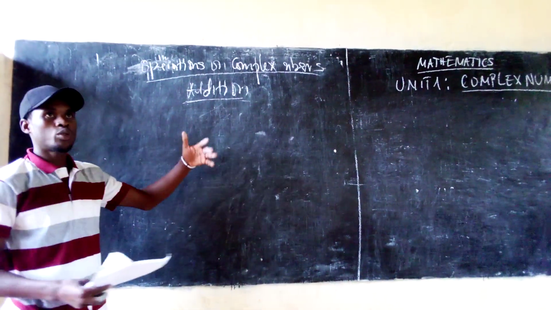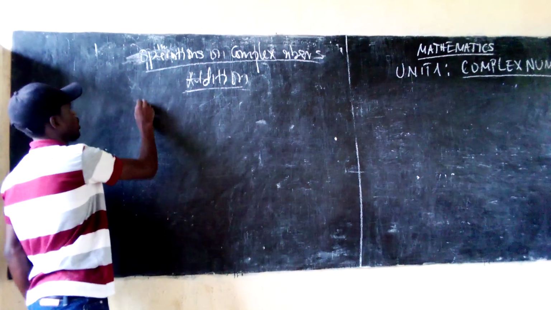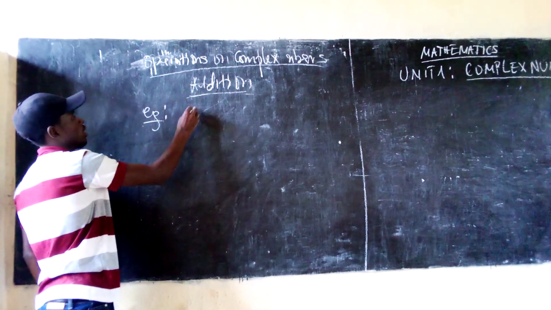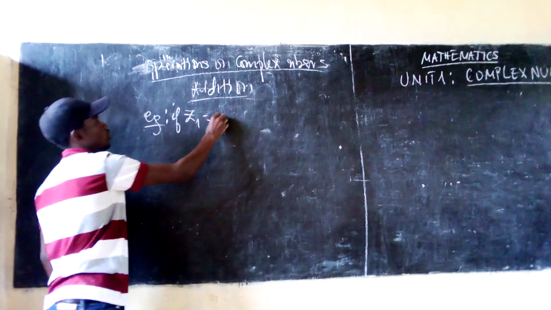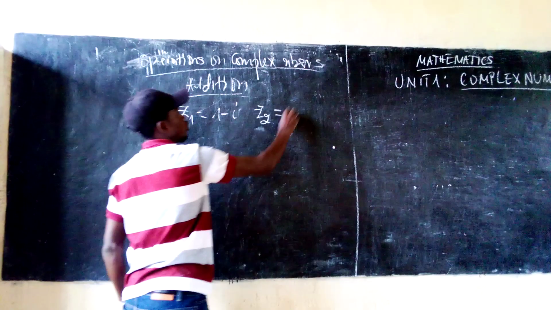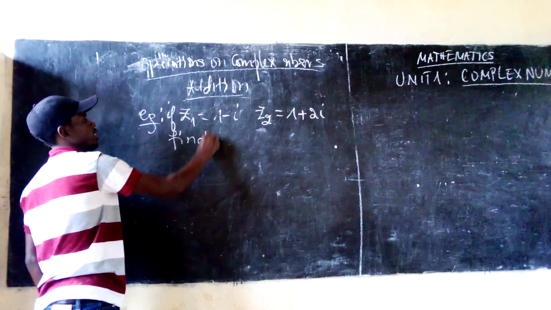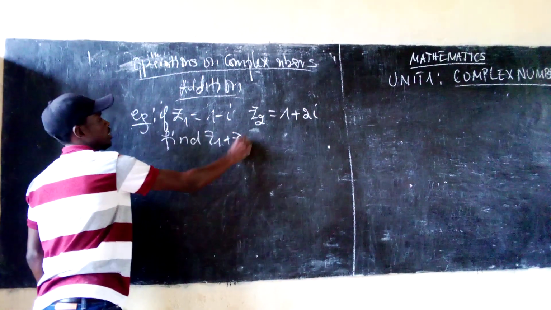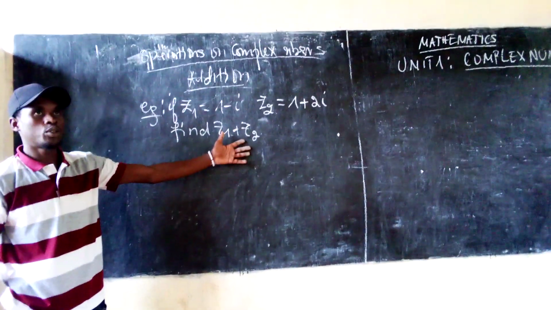For addition, we want to add two complex numbers. For example, if z1 is equal to 1 minus i and z2 is equal to 1 plus 2i, we can be asked to find z1 plus z2.